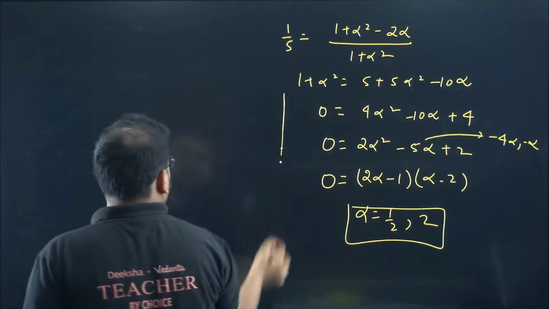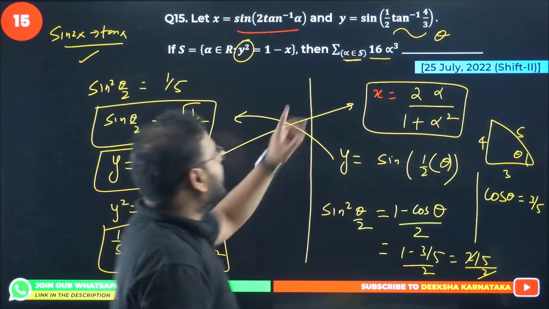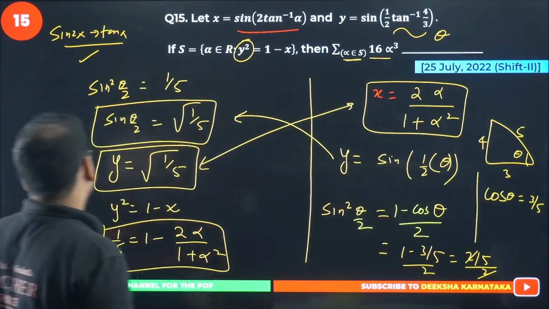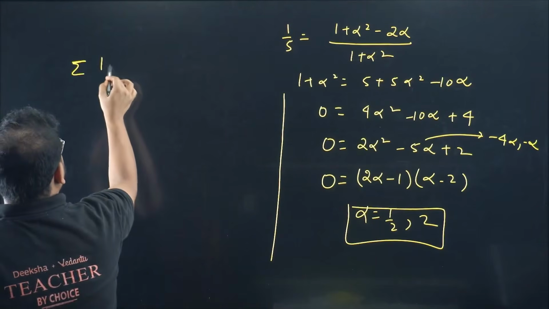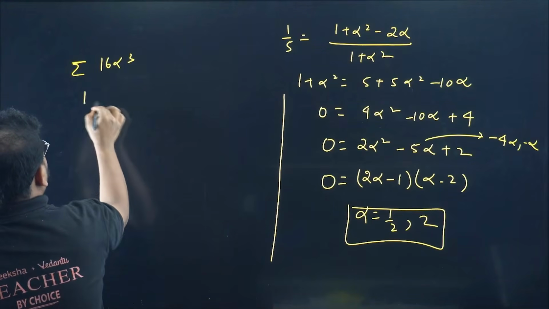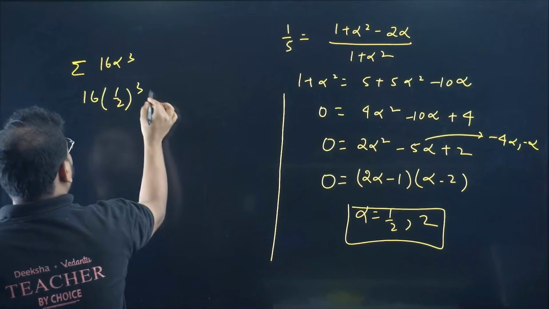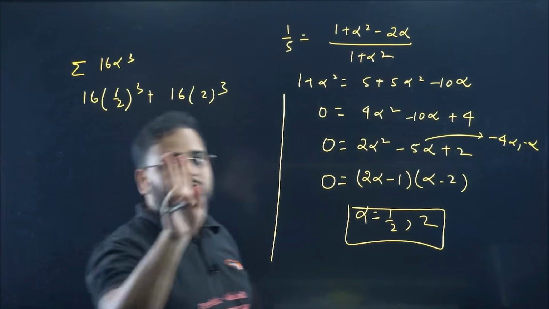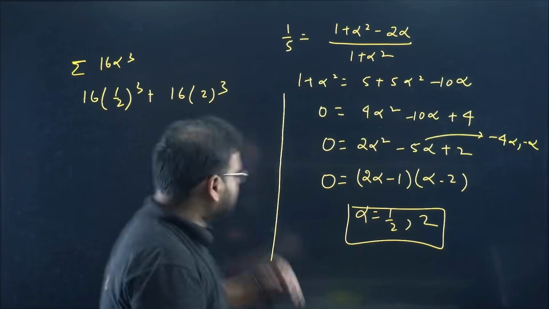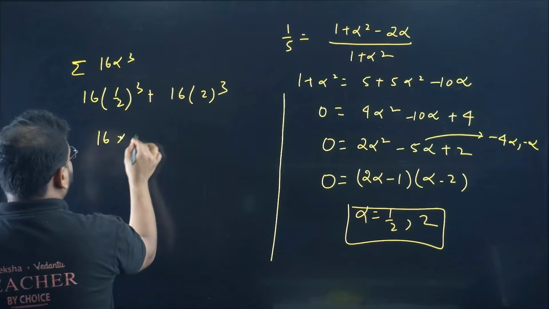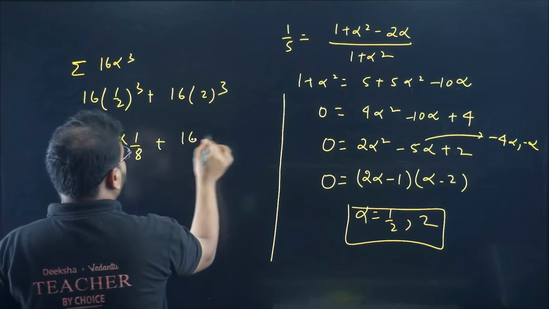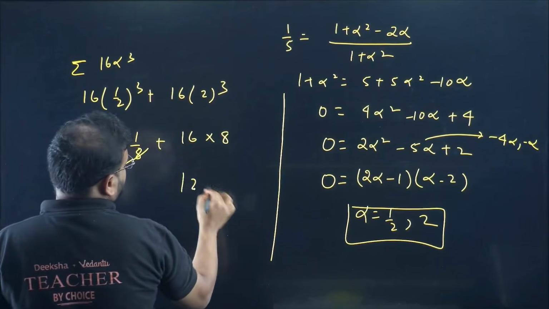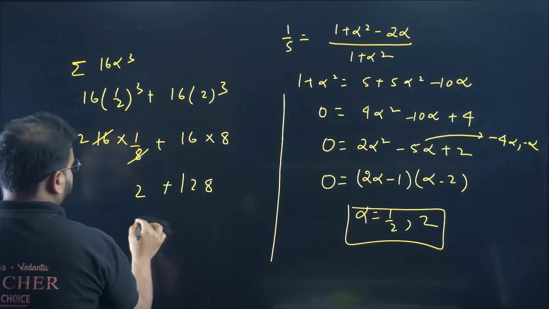Now check the summation part. What is the summation asking us? Summation of 16 alpha cube for all the alpha from this set S. So 16 into (1 by 2) cube plus 16 into 2 cube. Any more alpha? No. We get only two values of alpha, 1 by 2 and 2. Solve it. So I get 16 into 1 by 8 plus 16 into 8. This is 2, this is 128. Yeah, correct.